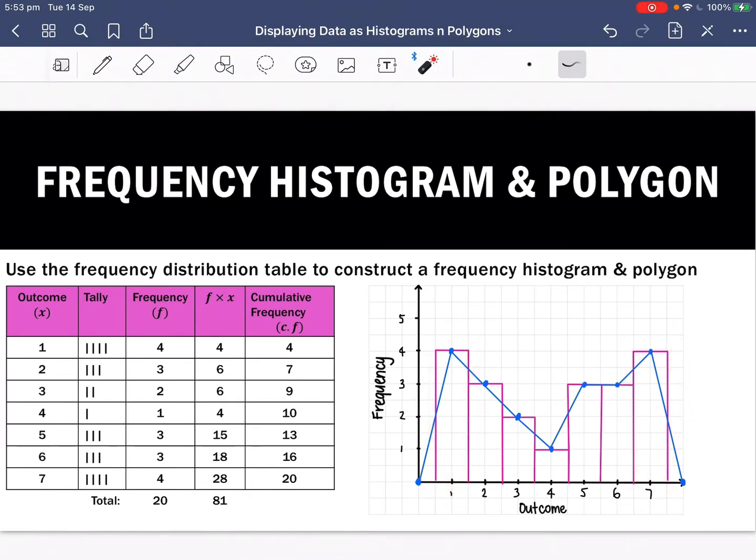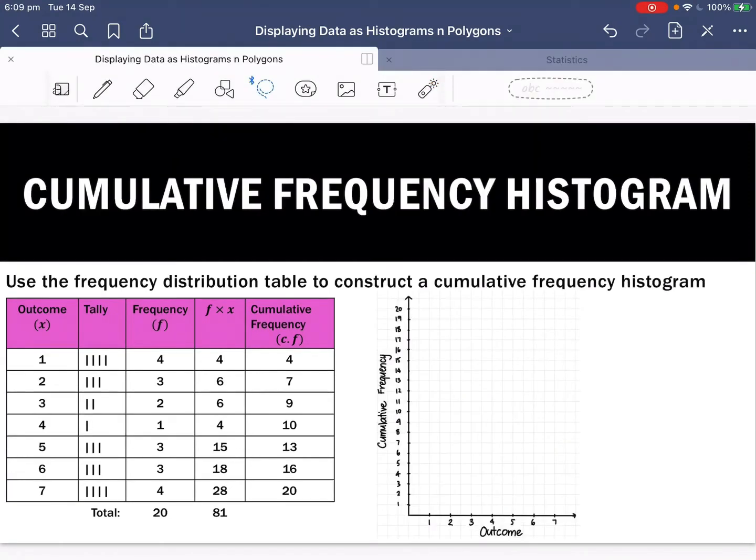And we can see the spread of scores. We can easily see any outliers, and for grouped data, the classes can be represented on the horizontal axis by the class centers. So if you get asked to graph class data, instead of writing the outcomes here, you would do your class centers. Okay, now what we're going to look at is cumulative frequency histograms.